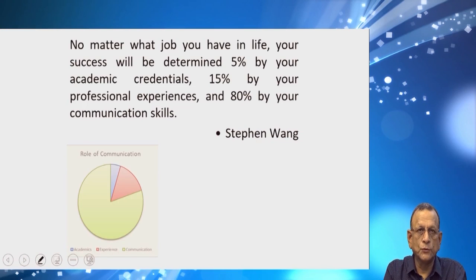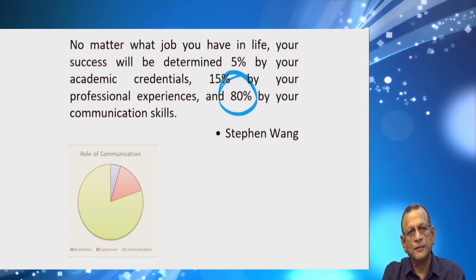No matter what you do, what job you have in life, your success will be determined 5% by your academic credentials, 15% by your professional experience, and 80% by your communication skills. You may be learning a lot of technical aspects of management, like strategic management, accounting, marketing, human resource management. But for every aspect of management, you need to do something which is communication.